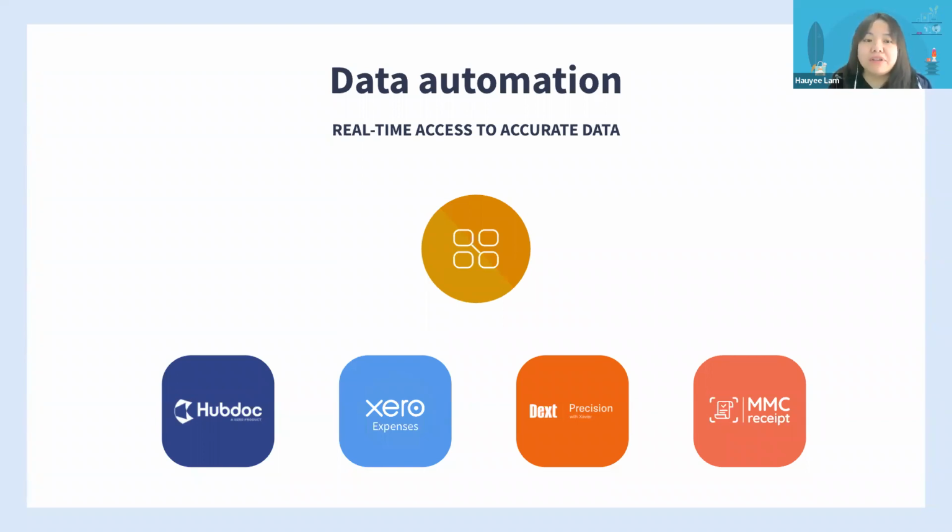Couple apps I wanted to cover today for this category. The first one is called HubDoc. HubDoc helps streamline all the data entry for your client's bills. And Xero Expenses is an add-on that you can use for expense claim management and reimbursement.